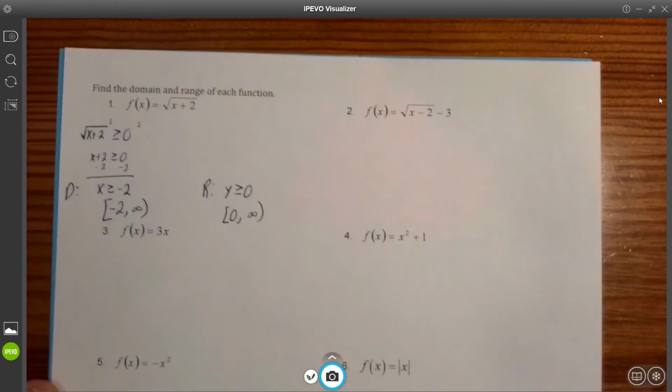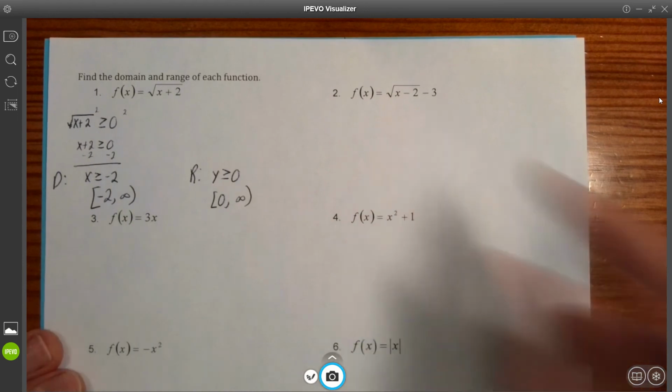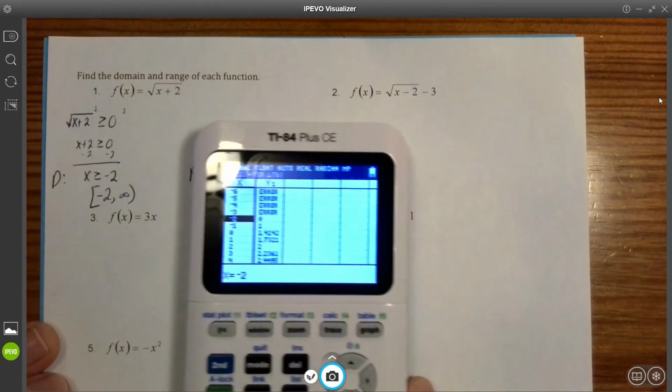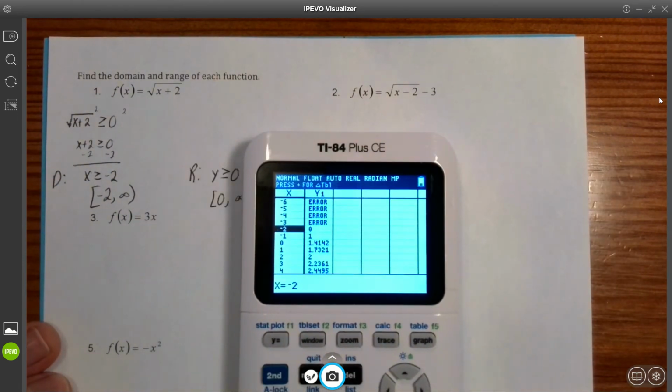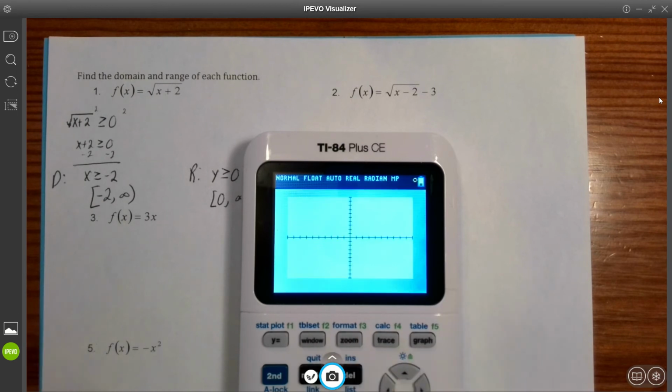Okay? So let's go to the next problem, and let's do this one with a graph as well. And I'm going to use a calculator. And when I use this calculator, I'm going to run into a few problems if I'm not careful. So square root of x minus 2, and then minus 3. There are some resolution issues sometimes. So standard window. And it's a little bit hard to tell exactly where it starts.